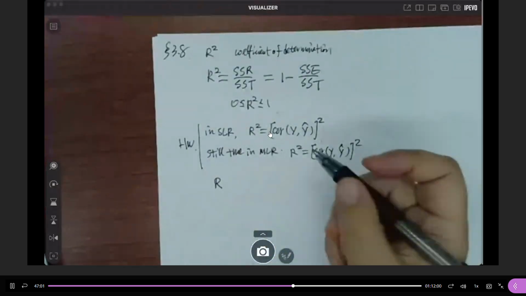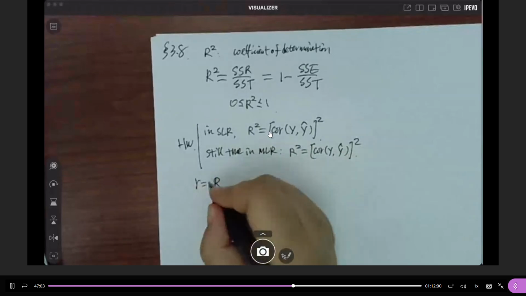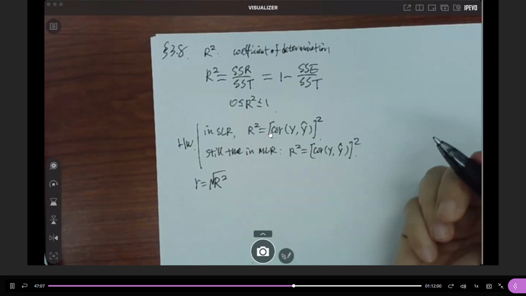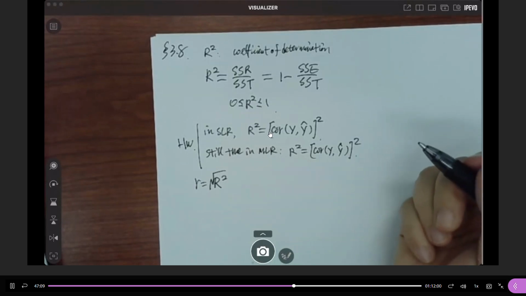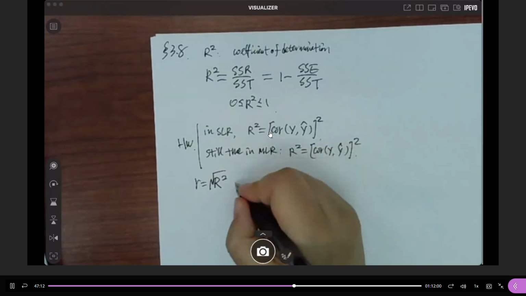All right. After we define R squared, we can define lowercase r. I believe we used the lowercase r before, but let's say r equals the square root of R squared.